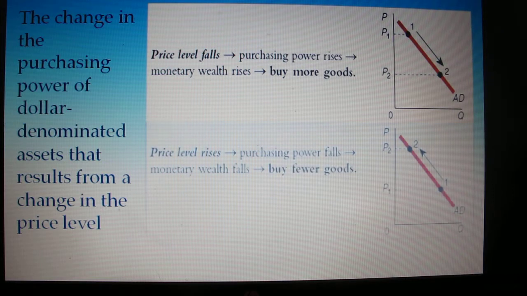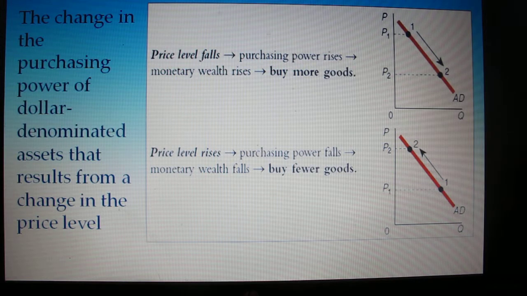Of course, the opposite is true as well. As the price level rises, our purchasing power falls, and our monetary wealth falls, and therefore we buy fewer goods. And this is one of the reasons why a lot of people are worried about inflation, because price level rising is inflation. So that's the real balance effect. That's one reason why the demand curve is downward sloping.